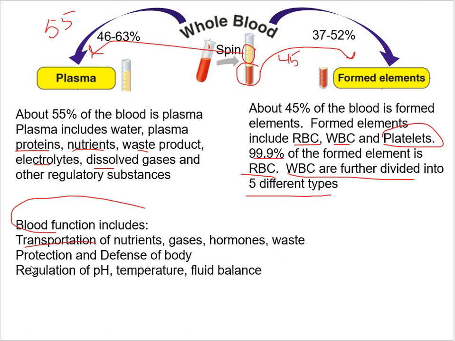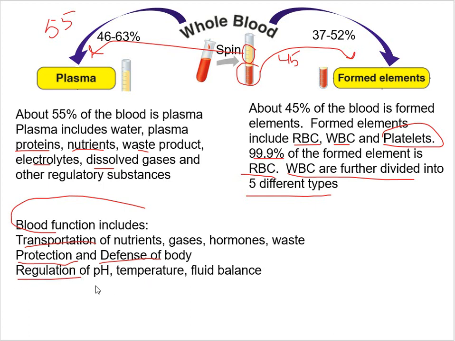The other function is protection. Protection, we said, is defense of the body, immunoglobulins and white blood cells. Different types of white blood cells basically attack different infected cells and parasites, and they're defending the body against any pathogens. And we said the third function is regulation.